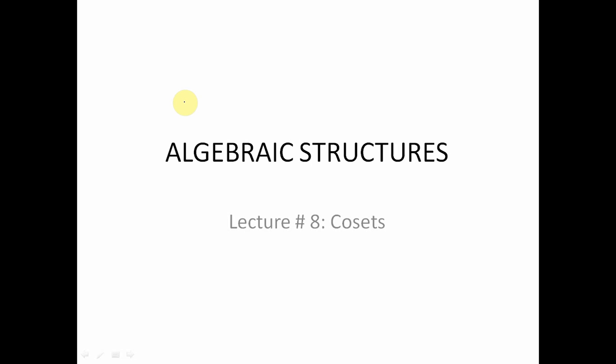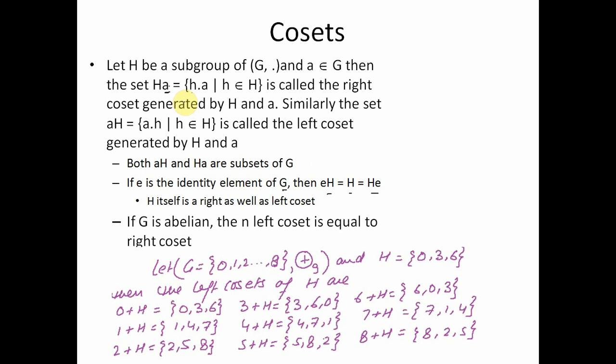So let's begin. By definition, let H be a subgroup of G, and let A be any element of G. When I say H is a subgroup of G, what I mean is that G comma dot is a group and H is a subset of G, and H comma dot is a group by itself. Let H be a subgroup of G and let A belong to G.